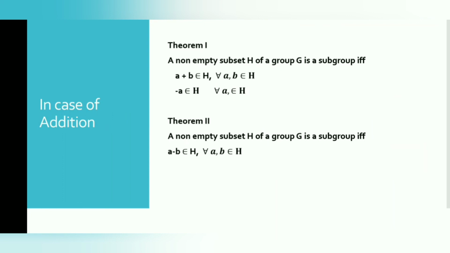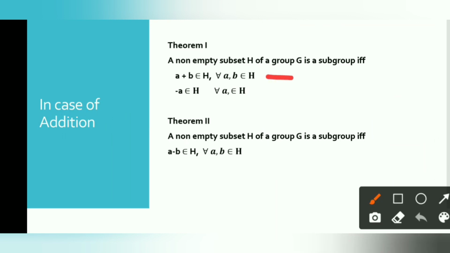Now in case of addition, because we have done these two criteria according to the multiplication operation, if the binary operation defined for a group is addition, then these two theorems will take this form. The first theorem will be this: if H is a subset of G, it will be a subgroup if and only if A plus B belongs to H for all A, B belongs to H, and minus A belongs to H for all A belongs to H.